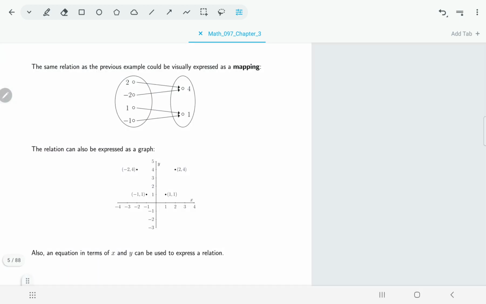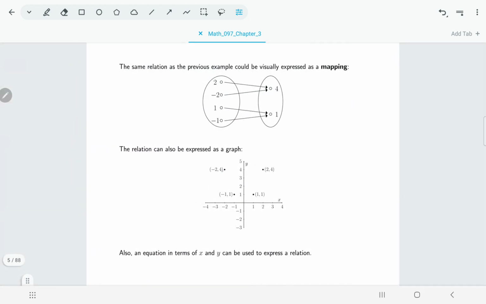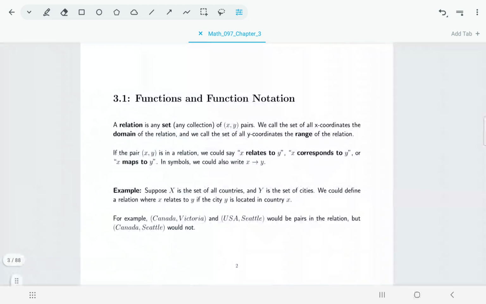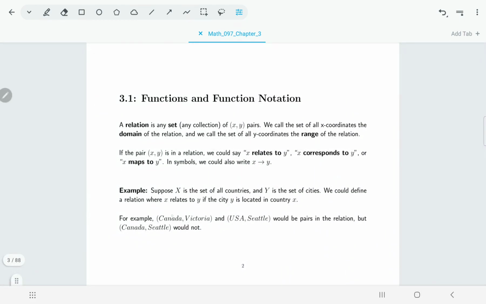So for example, in the previous relation, the x values were -2, -1, 1, and 2. Every x value got used exactly once. No x value got reused, which means that relation would also be considered a function. However, our very first relation, where we had a pair Canada, Victoria, and also Canada, Vancouver, and also Canada, Toronto, because the x-coordinate here is being reused, that would mean this relation would not be a function.